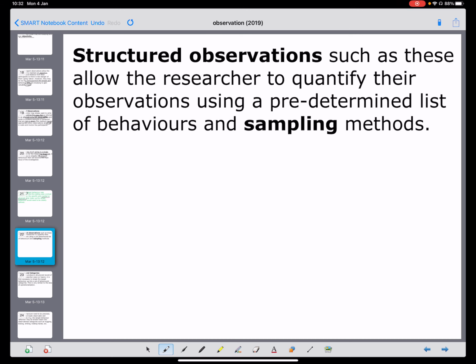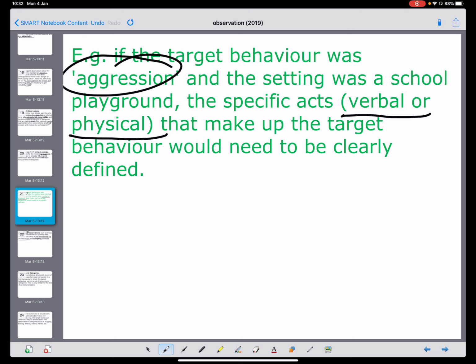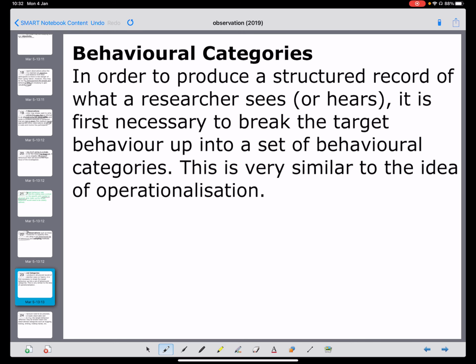So we might then say, okay, I can't have an unstructured observation, I need to have a structured observation. And so what I might have to do is have a predetermined list of behaviors that I will look for. So I might go back to my example of verbal aggression and talk about maybe shouting at somebody, or swearing could be a particular targeted group.